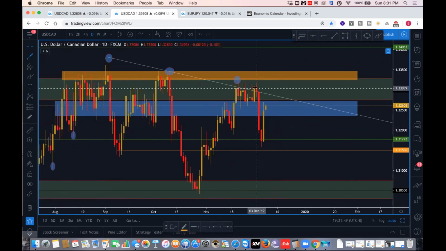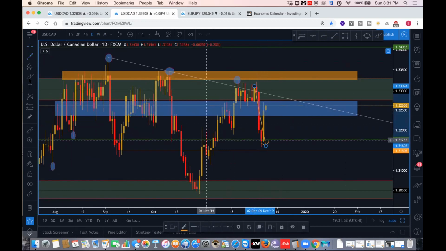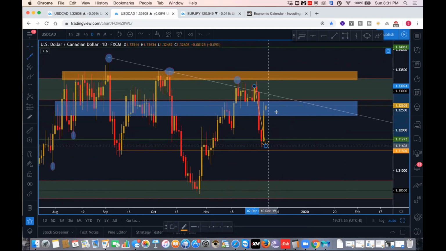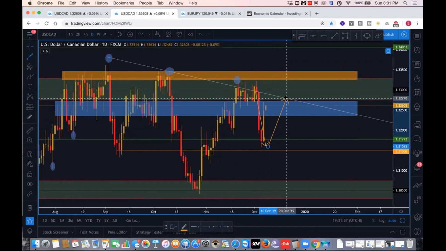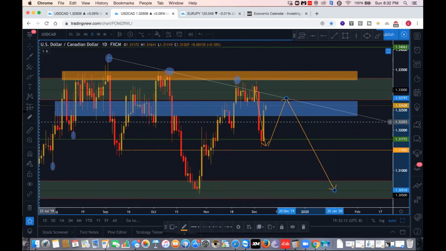So price broke to the downside. Now we're going to look and see if price can retest possibly this trend line around 132.8. And then if it does that and the price overall holds below this resistance, then you can look to take it back lower like this.